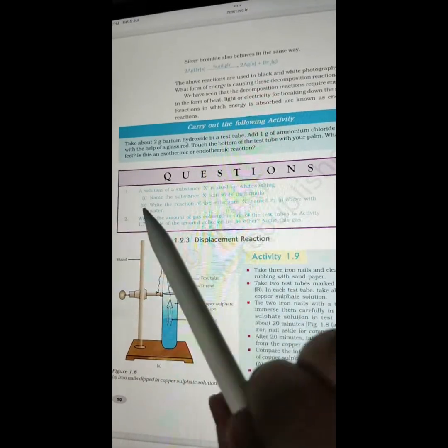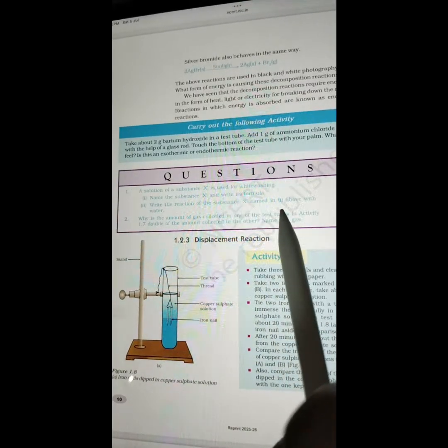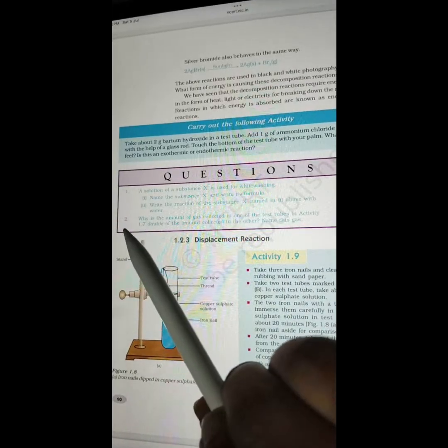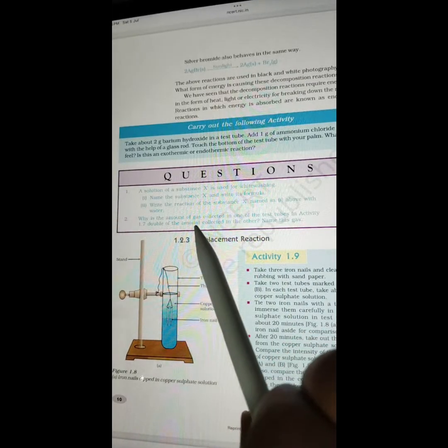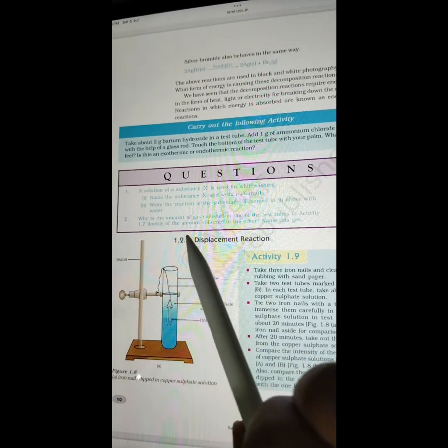A solution of a substance X is used for whitewashing. 1. Name the substance X and write its formula. 2. Write the reaction of the substance X named in part 1 above with water. Question number 2. Why is the amount of gas collected in one of the test tubes in activity 1.7 double of the amount collected in the other? Name this gas.